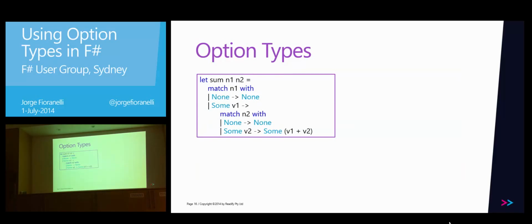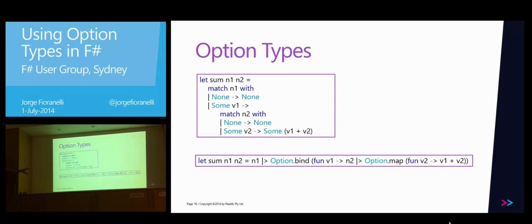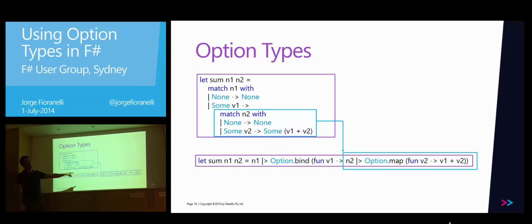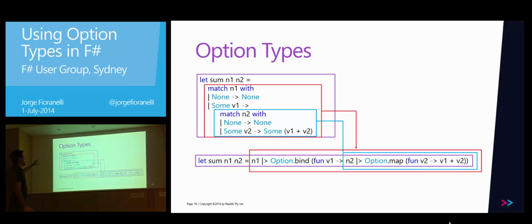So we went from this code to that code, just checking both option types, and that piece of code is translated to the option.map that you see there, while the entire pattern matching, the main one, is translated to the option.bind. Yes?